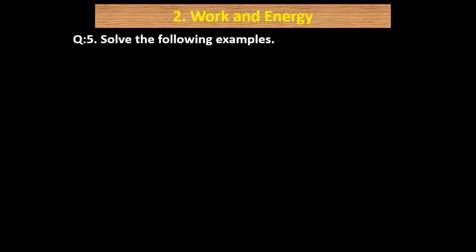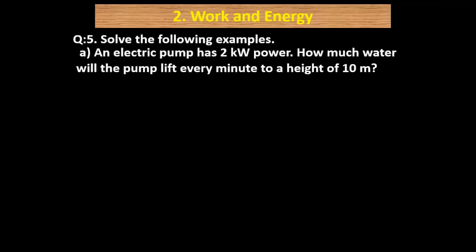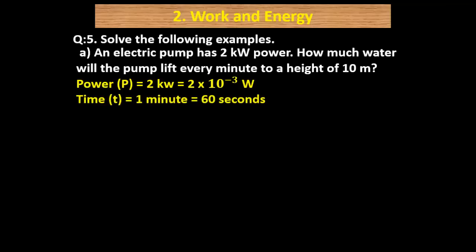Question number 5. Solve the following examples. A. An electric pump has 2 kilowatt power. How much water will the pump lift every minute to a height of 10 meter? Power P is equal to 2 kilowatt is equal to 2 multiplied by 10 raised to 3 watt. Time T is equal to 1 minute is equal to 60 seconds. Height h is equal to 10 meter. Formula for it is P is equal to W upon T is equal to mgh upon T.